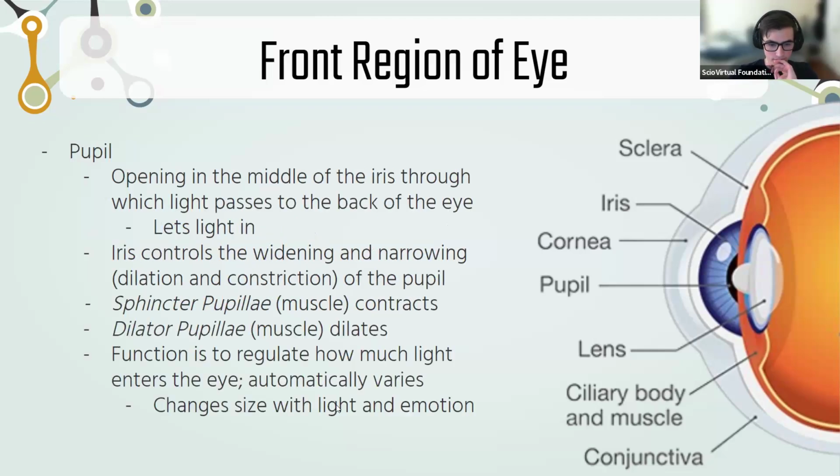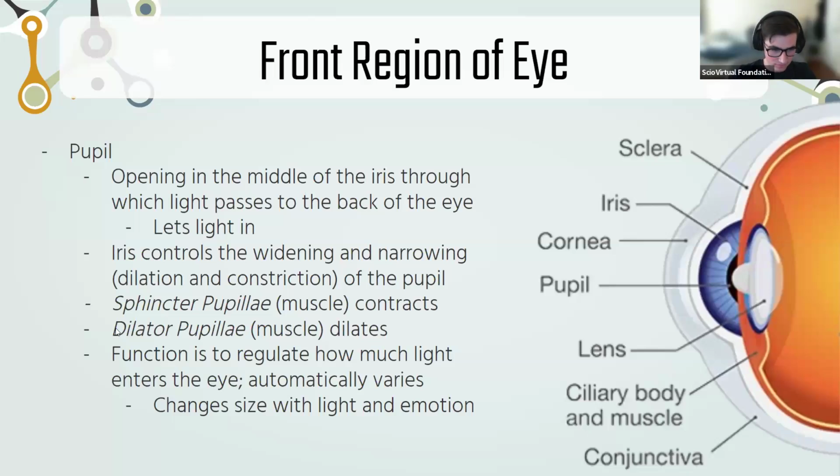Next thing, pupil. So the pupil is the opening in the middle of the iris that lets in the light. Adjusting the pupil size makes it so that you can have more or less light coming into the eye. The iris controls the widening and narrowing of the pupil, and so do the sphincter pupillae and dilator pupillae, which contract and dilate the pupil too.